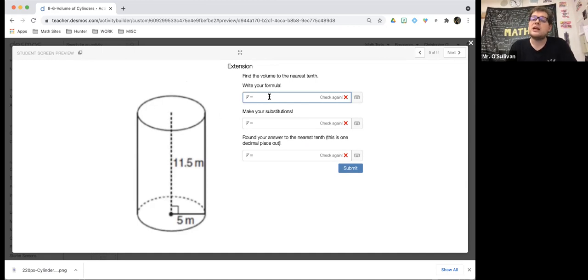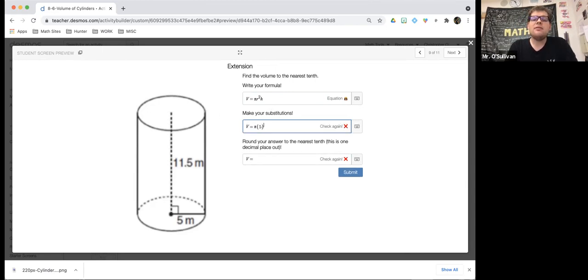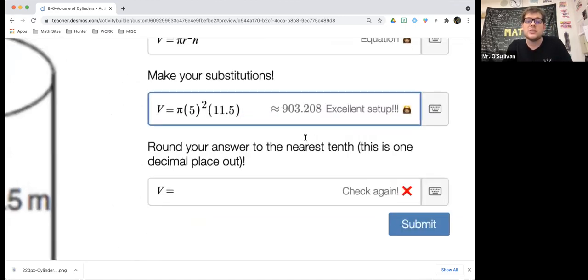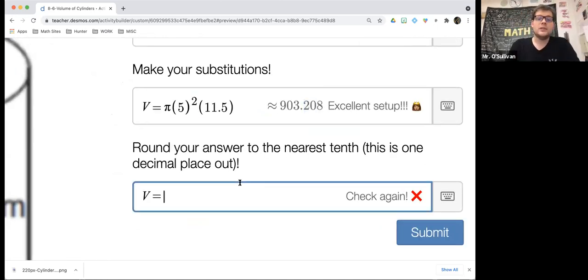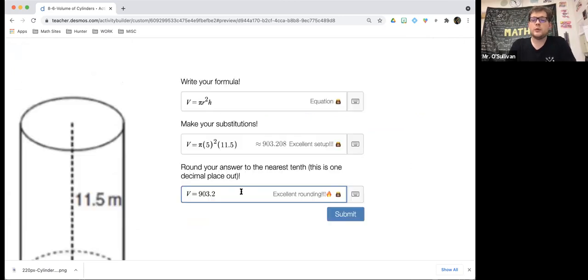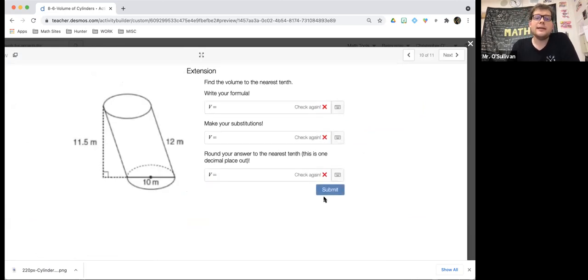So the first thing we're going to do is write our formula. So pi r squared h. And we typed it correctly. Beautiful. We're now going to make our substitutions. So we type in our pi. Our radius is 5. I square it. And then my height is 11.5. If I look, my volume of this cylinder is 903.2 units cubed or meters cubed. Because if I look after my 2, it's a 0, smaller than a 5, stay on the floor. So I'm just going to type in my 903.2. I think I'm right so far. The screen's telling me I'm right.